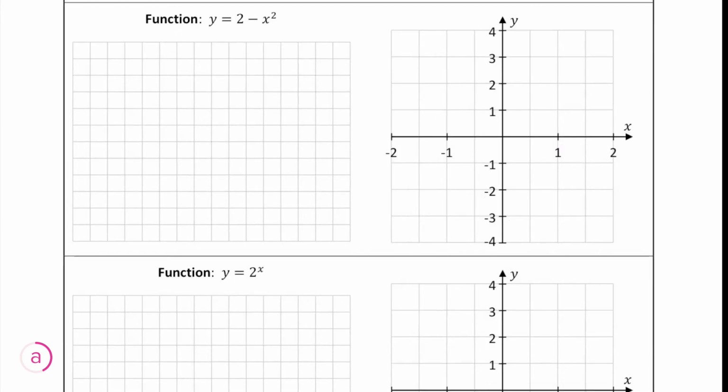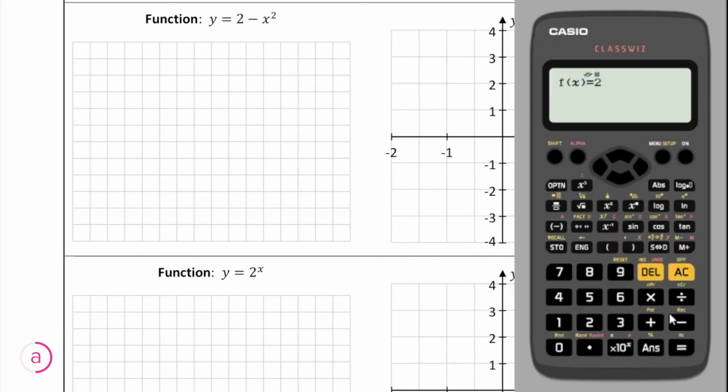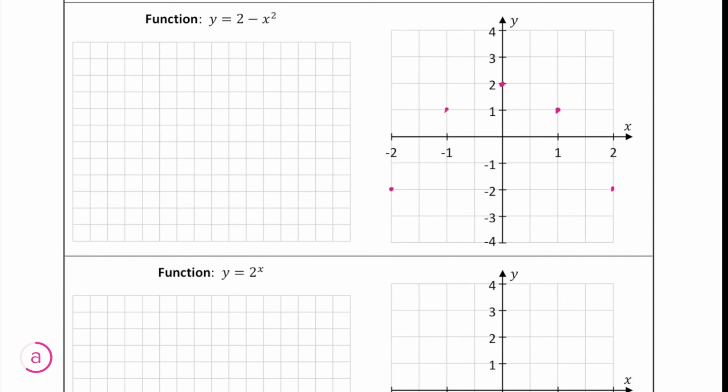Moving on to the second function, this time we're given a quadratic function, y equals 2 minus x squared. To draw the graph of this function, we do the same thing we did with the first function. Remember this time to also start at minus 2 and end at 2. Here's all the points we're given by our calculator. Now what we have to do is join them together.